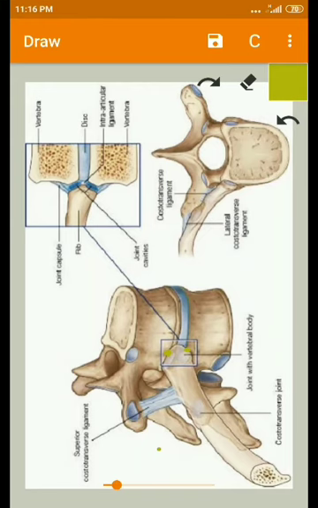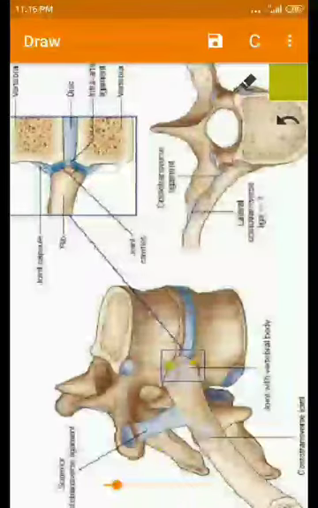So this is about the costovertebral joint. Now coming to the costotransverse joint. So here you can see the costotransverse joint.